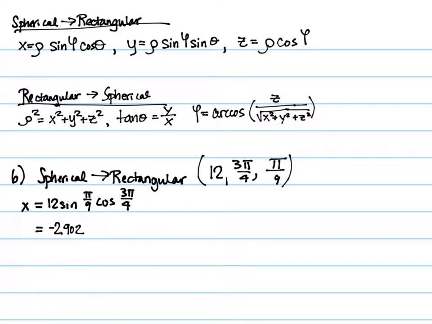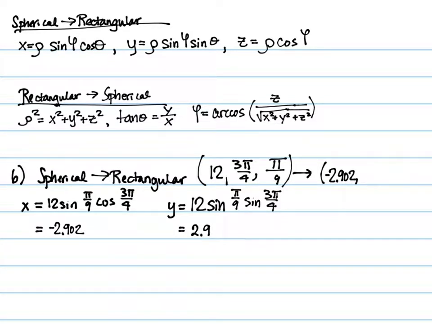Okay, good. So that's x. I'm moving as we go, so let's put that over here. So I have -2.902. And then we're going to do y. So y is equal to rho, which is 12. Same angles in the same order. It's just the sine of pi over 9 and then the sine of 3 pi over 4. What'd you get? Same thing, but positive. Yeah, it's 2.902.